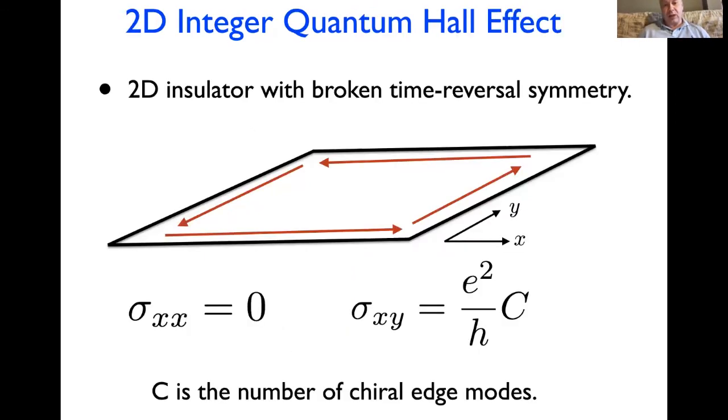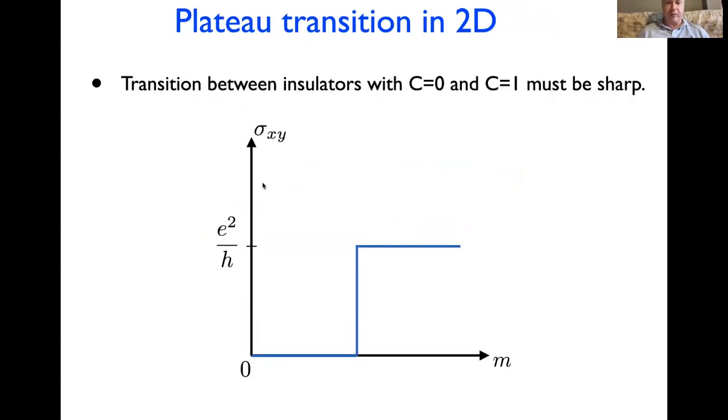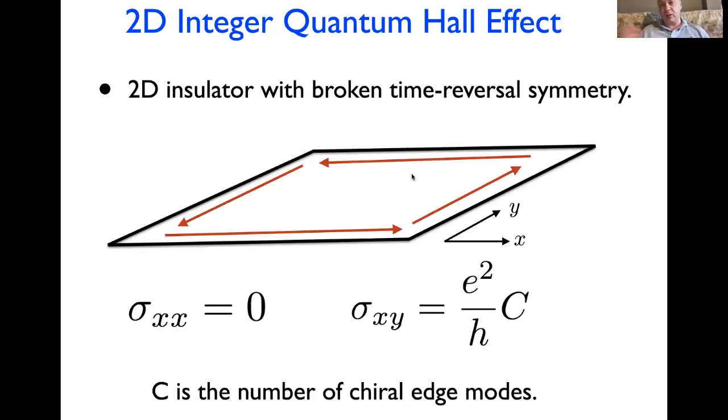Of course, since that number is an integer, there is really no way to go smoothly between an insulator with, let's say, sigma xy equals 0, which is a trivial 2-dimensional insulator that doesn't have any chiral edge modes, and sigma xy equals e squared over h, which corresponds to 1 chiral edge mode. And so the transition between an ordinary and a topological 2D insulator with broken time reversal symmetry must be sharp and must have the form of this plateau transition, where sigma xy just jumps by e squared over h as I vary some parameter, which in this case can be magnetic field or magnetization.